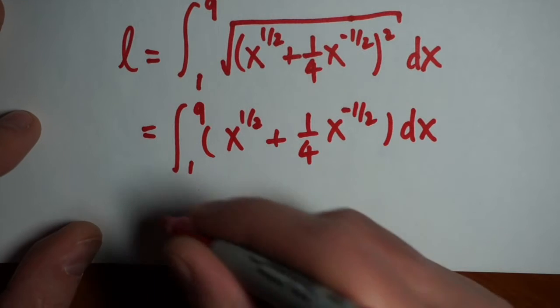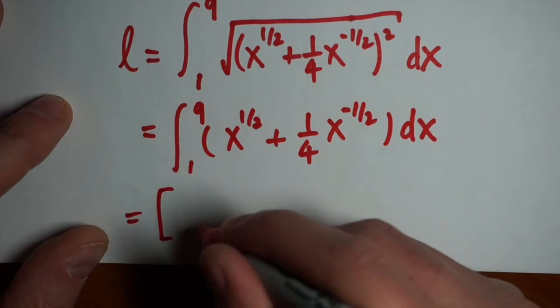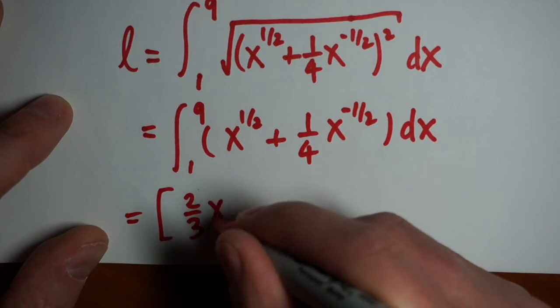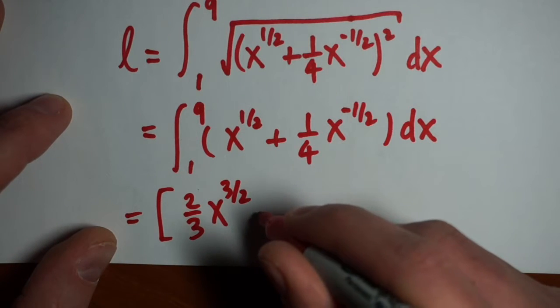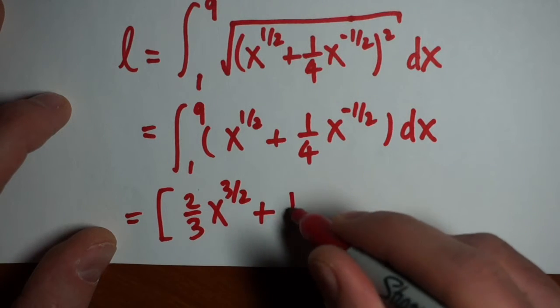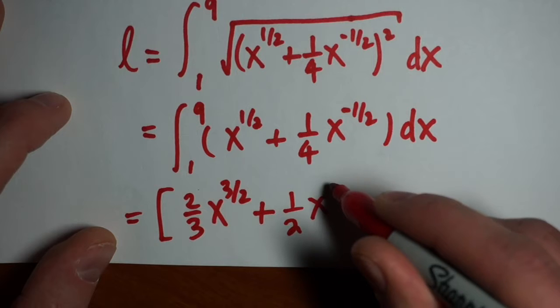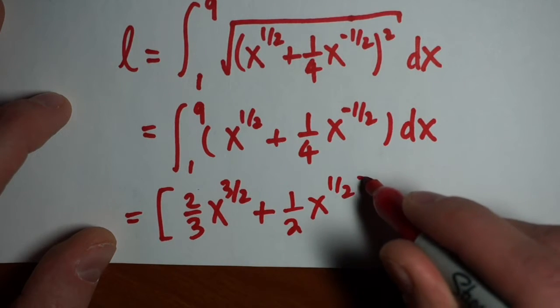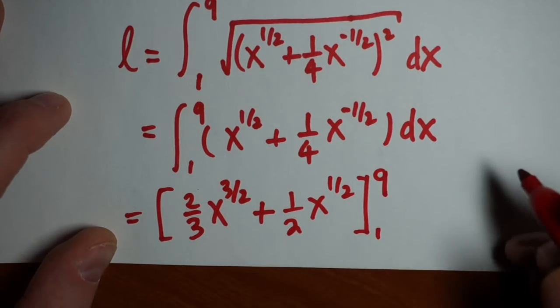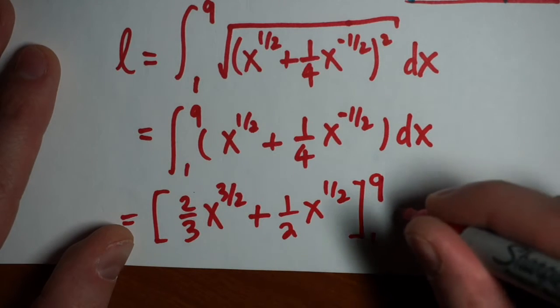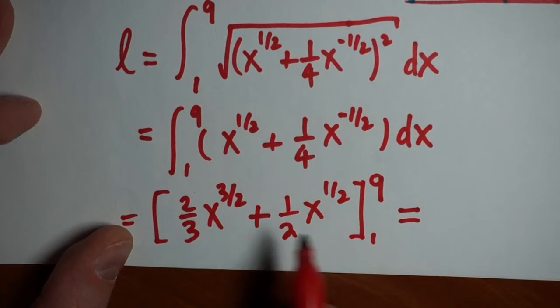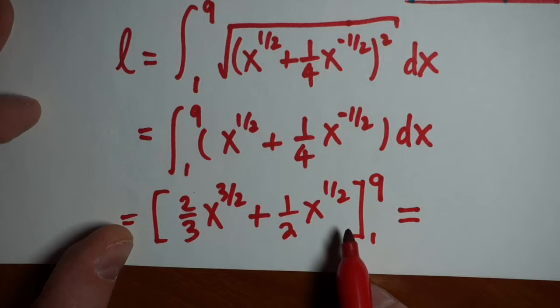And so we can antidifferentiate this, and we end up with our actual answer. My antiderivative is 2/3 x to the 3/2 plus 1/2 x to the positive 1/2. And I'm going to evaluate this between 1 and 9. And when you do, you end up with 55/3.